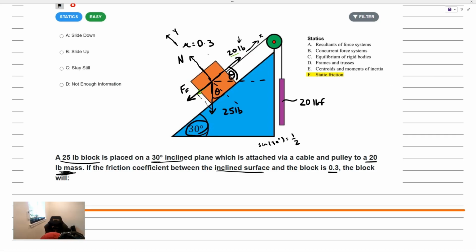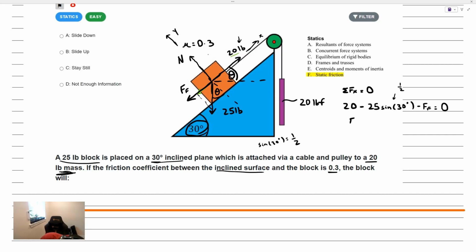Okay, so firstly, let's go ahead and sum the forces in the x direction. Let's assume that it's in equilibrium. So if it is in equilibrium, that means I'll have 20 pounds upward. I'll subtract off the 25 sine of theta component, and sine of 30 degrees, we know that's equal to 1/2. And lastly, I have a friction force, which is going to be opposing that motion. That must be equal to 0.